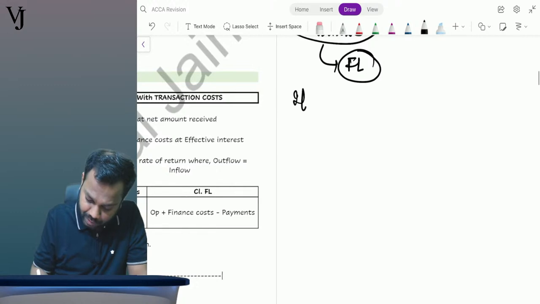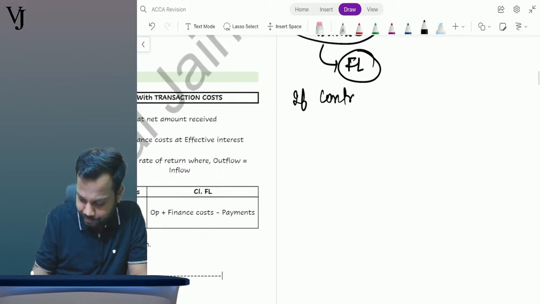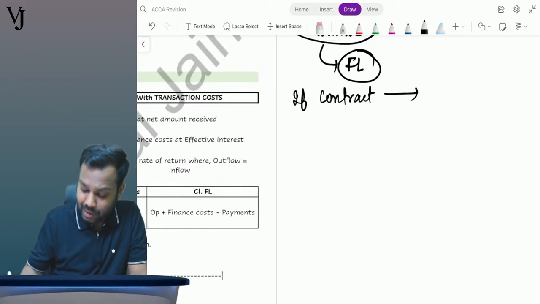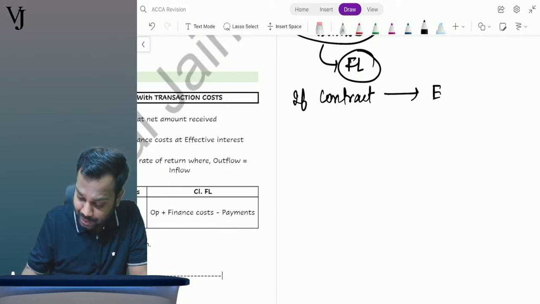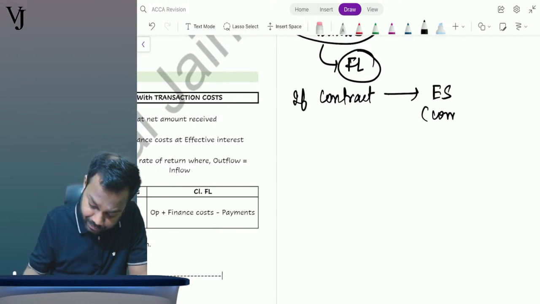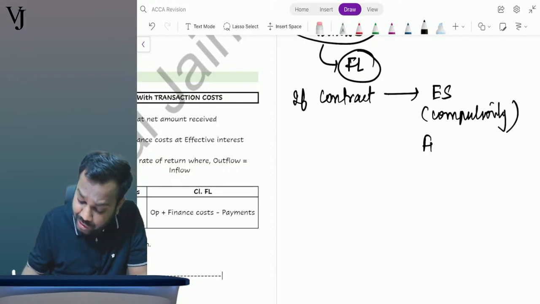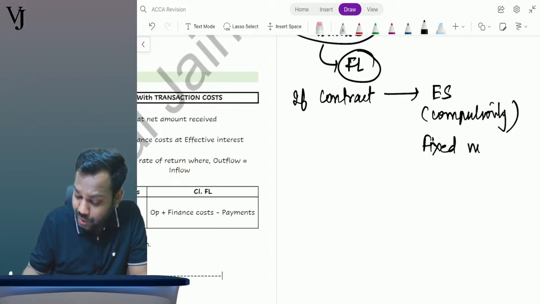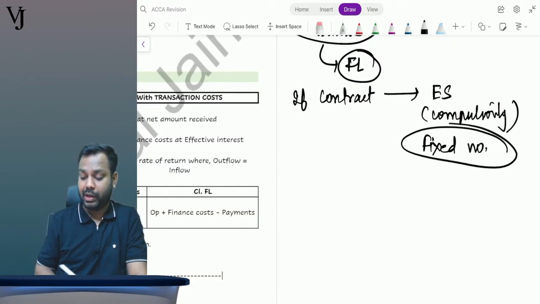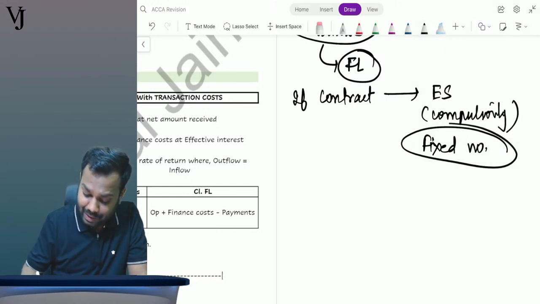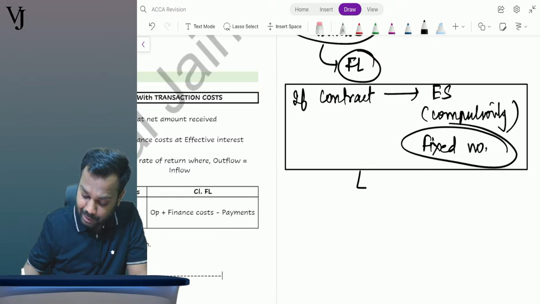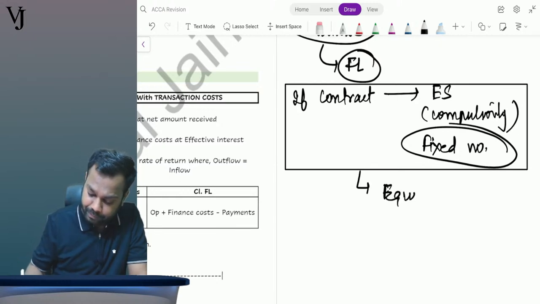If the contract will be settled in equity shares compulsorily, into a fixed number, and the number of equity shares to be issued is fixed, in this case it will be called equity.